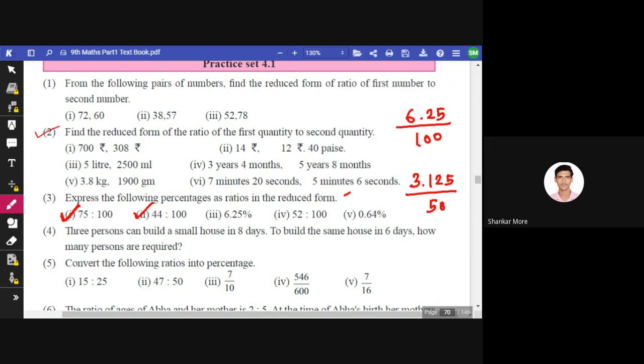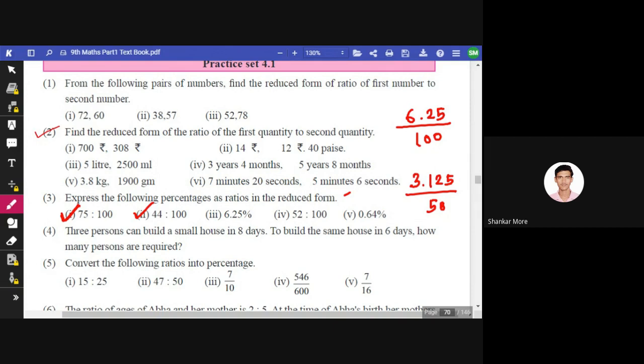Sir, I did not understand how to solve third and fifth. Okay. So see, what we are doing here, we have to keep dividing. Now I have divided 6.25 by how much? By 2, right? And we have to divide 100 also by 2. So 6.25 divided by 2 is 3.125. You can do it on a calculator. Okay, so that is what we write.